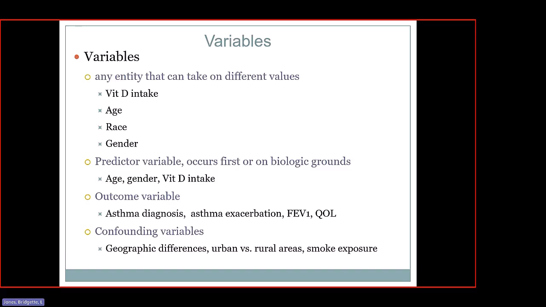And then again, you want to think about confounders that could impact your results. So could there be geographic differences or cultural differences in things like vitamin D intake based on diet or other differences? Are there differences between urban and rural areas? Things like smoke exposure. So consider those things that could confound your findings, and it's okay to have those. You'll always have confounders, but making sure that you're aware of those when you analyze your data, and of course when you discuss your findings, is important.